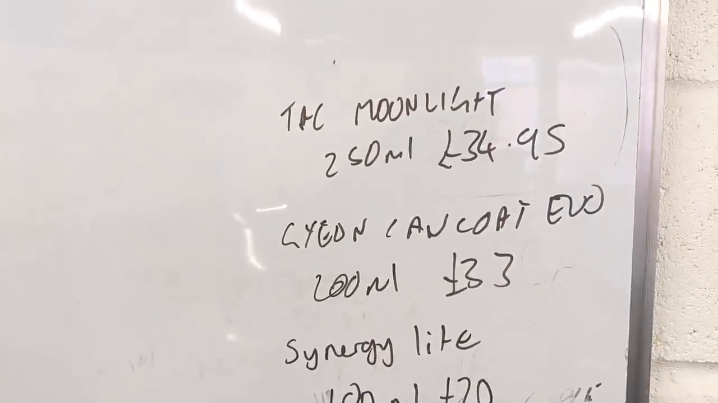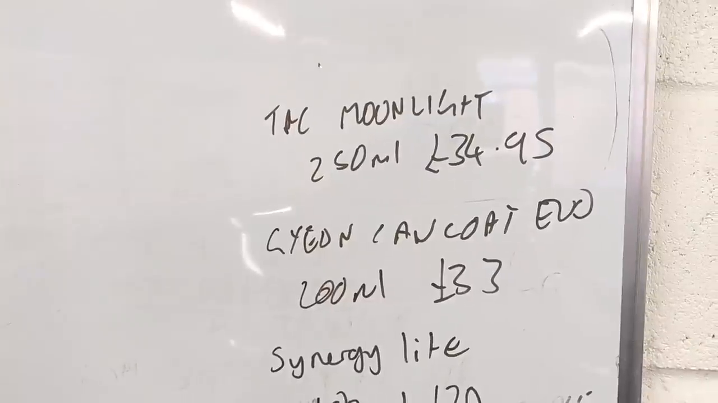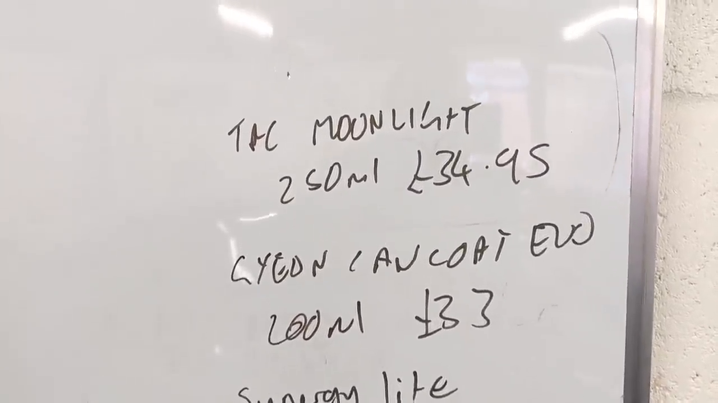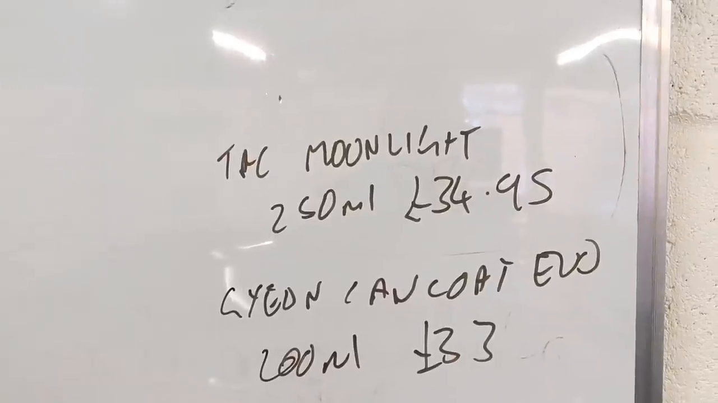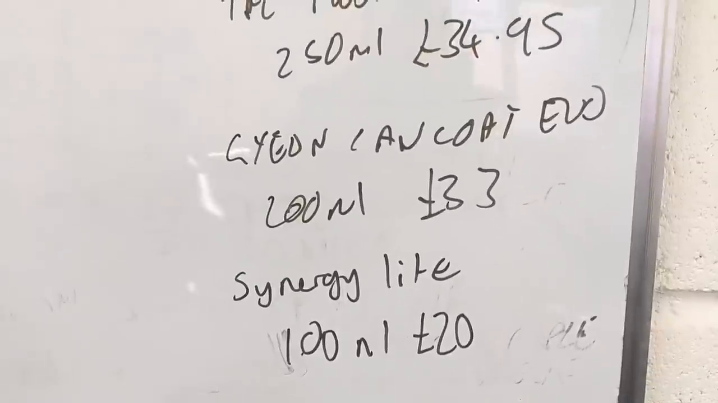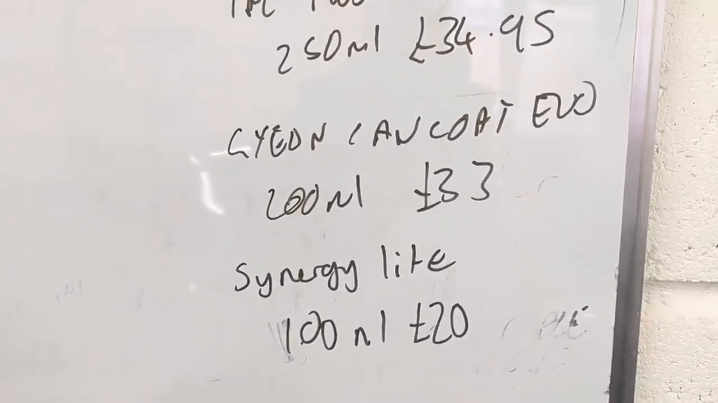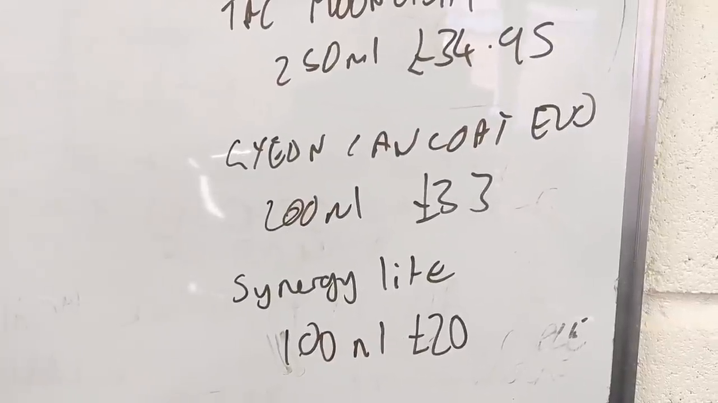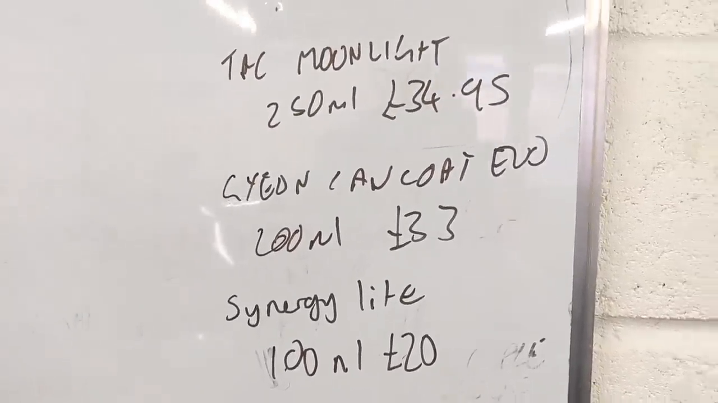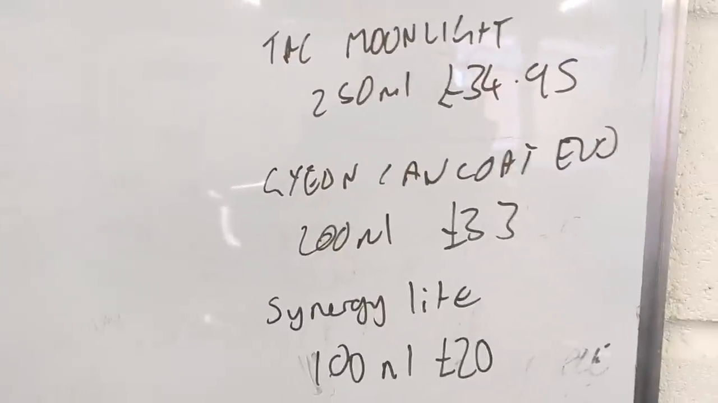Now, some basic review information, comparisons. The two products that spring to mind are Tac Moonlight and Gyeon Can Coat, which are lightweight ceramics. Moonlight costs £34.95 for 250 mil, and Can Coat Evo, the new one, you get some cracking deals on the old Can Coat, so that might be worth looking at. I think the old one you can pick up 200 mil for 19 quid from Inter Detailing if you've still got stock. But I think everyone wants the new one.